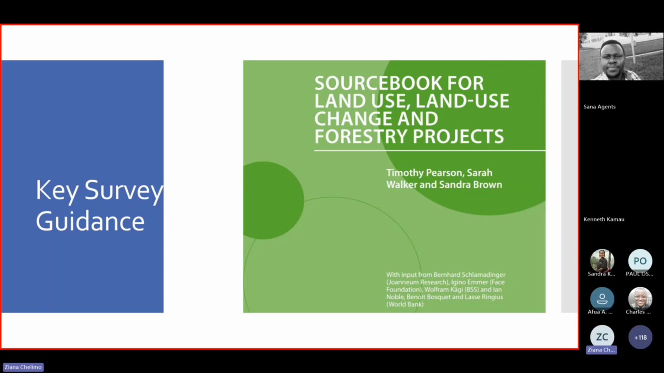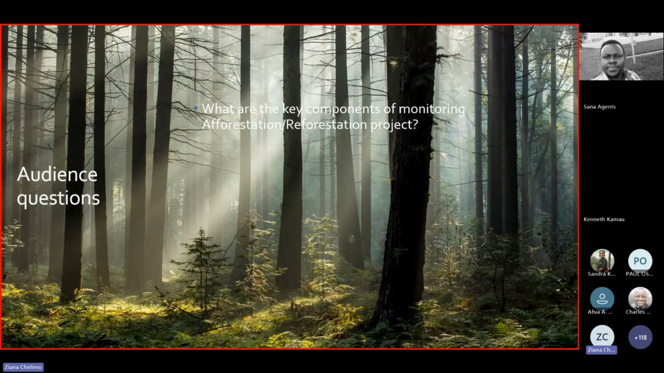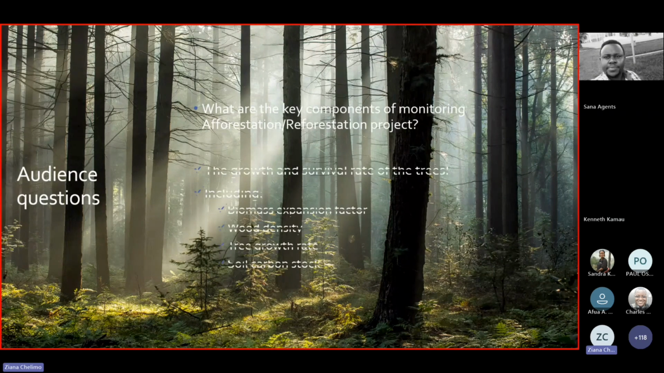Okay, so now a question to the audience. What are the key components of monitoring afforestation and reforestation projects? So what do you think are the key things we should be looking at or assessing when we are monitoring in those projects? So again, just about maybe 20 seconds, put in your answers. My colleagues will mark them and see if we are on the same page. So as you type it out, I'll still give answers.